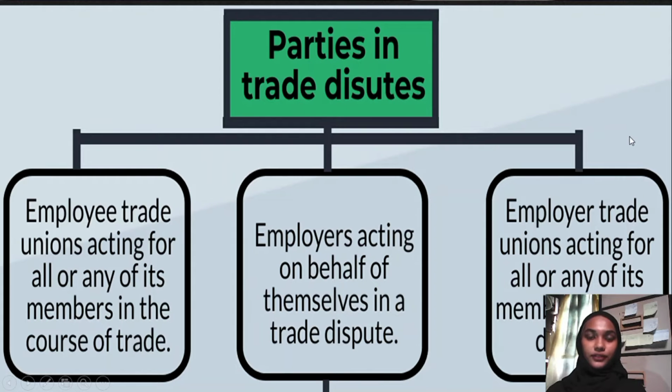Parties involved in a trade dispute. The first one is the employee trade union, acting for all or any of its members in the course of trades. The second one is the employer, acting on behalf of themselves in the trade dispute. And the third one is the employer trade union, acting for all or any of its members in the trade disputes.